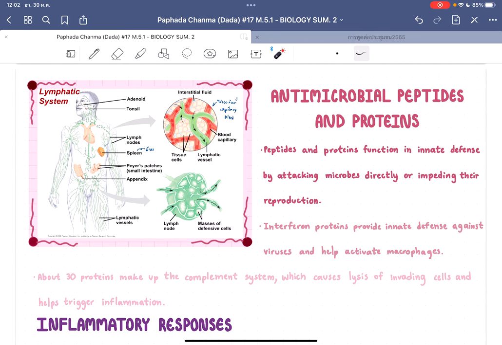Antimicrobial peptides and proteins. Peptides and proteins function in innate defense by attacking microbes directly or impeding their reproduction. Interferon proteins provide innate defense against viruses and help activate macrophages. About 30 proteins make up the complement system, which causes lysis of invading cells or helps trigger inflammation.